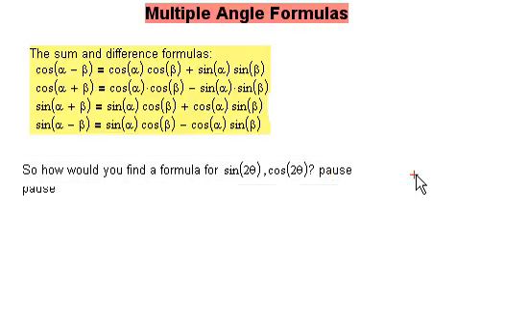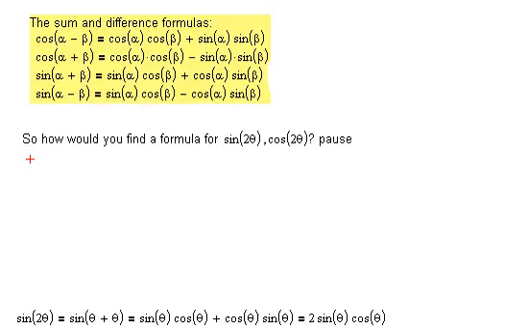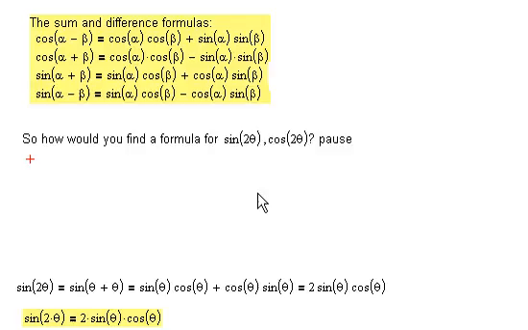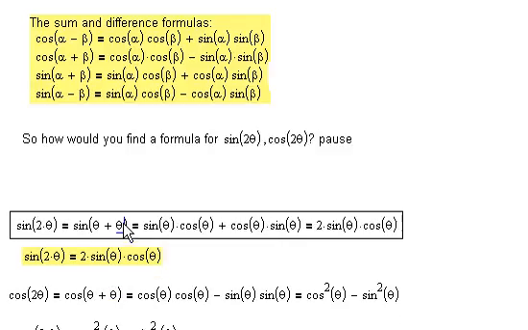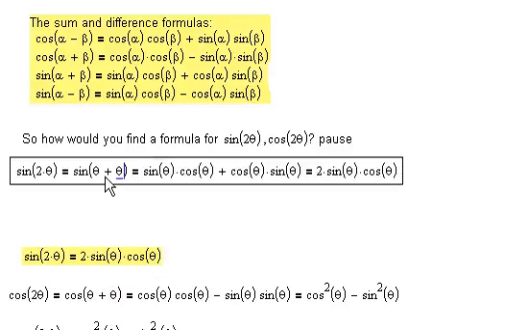And now resuming from the pause, hopefully you had some idea what to do there. You say, well, why not write sine of 2 theta as sine of theta plus theta? And then we just use this formula, sine theta cosine theta plus cosine theta sine theta, right? Which is what I have worked out here.